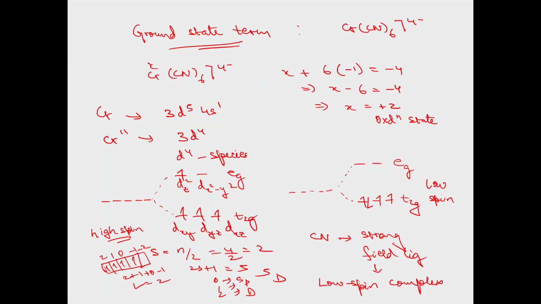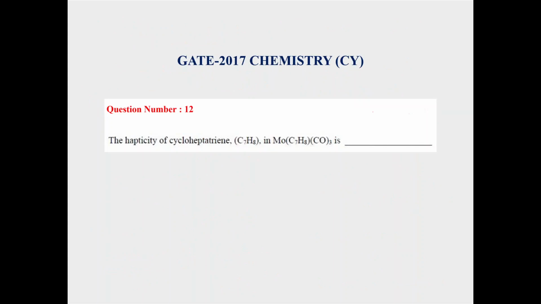Okay, if not, we will move on to the next question. That is question number 12 from the GATE 2017 paper. So the question here is: the hapticity of cycloheptatriene, that is C7H8, in molybdenum C7H8 CO whole 3 is how much? So for answering this question, first of all, what is hapticity?